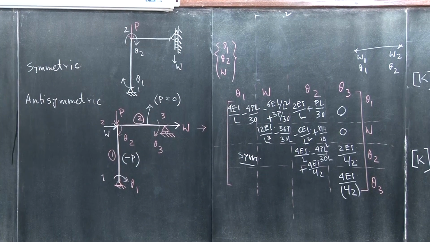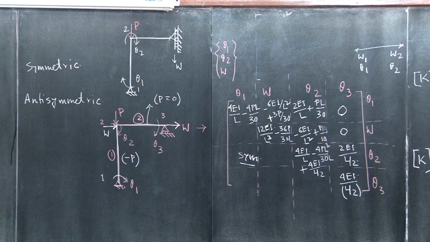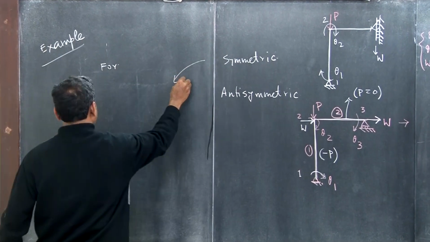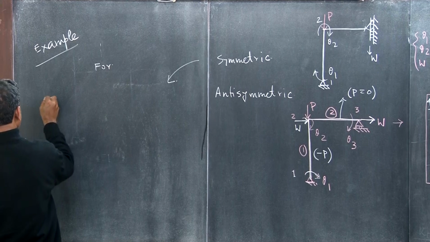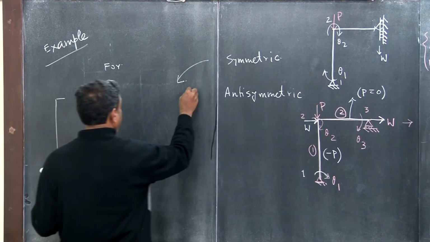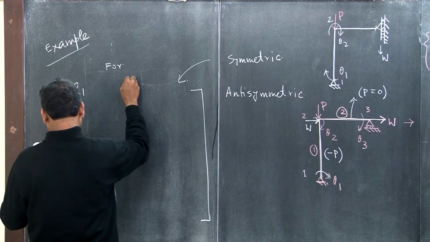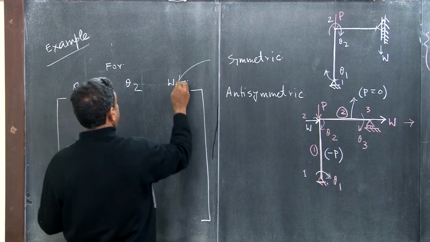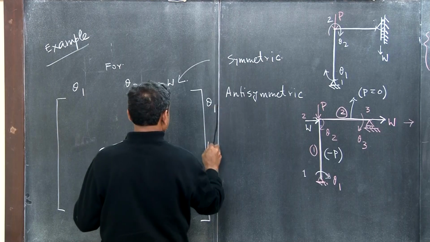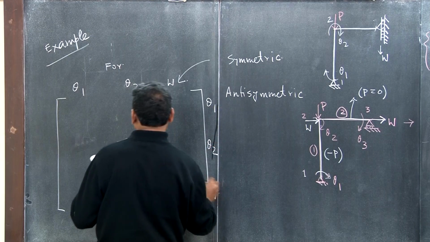Anyway, I will write it here. For the symmetric mode, for this one, the stiffness matrix will be written with theta 1, theta 2, and W3, W, theta 1, theta 2, W.